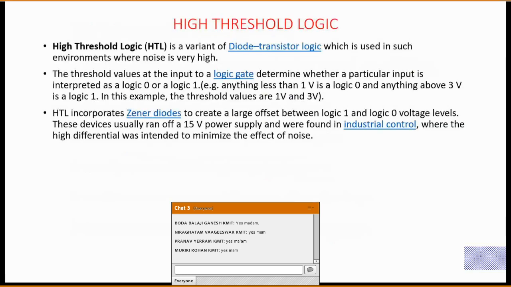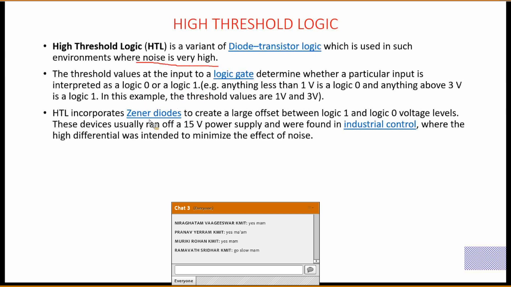Okay, and next is high threshold logic. Here it is a different version of diode transistor logic, which is used in such environments where noise is very high. If noise content is very high, we will go for high threshold logic, and the threshold values at the input to the logic gate determine whether a particular input is interpreted as logic 0 or logic 1. So that's what I said.